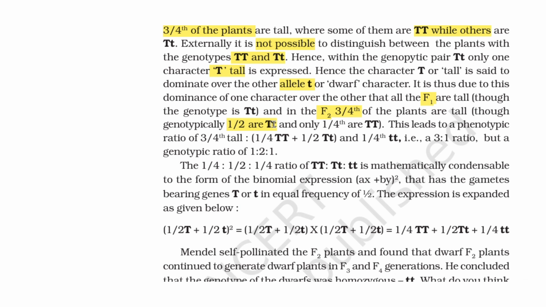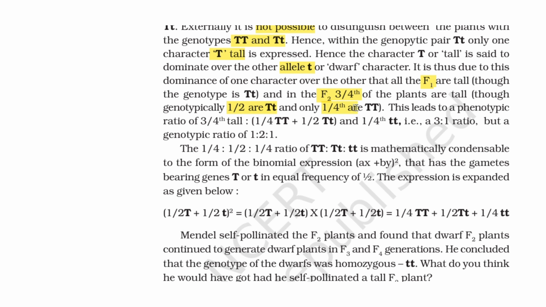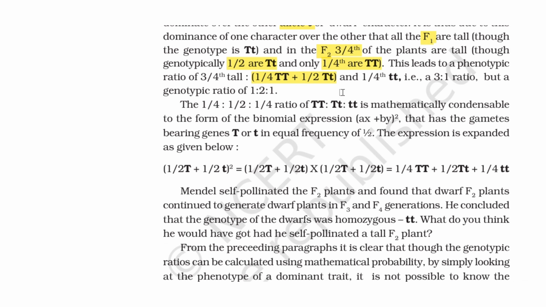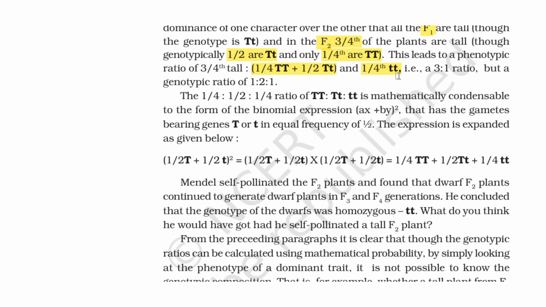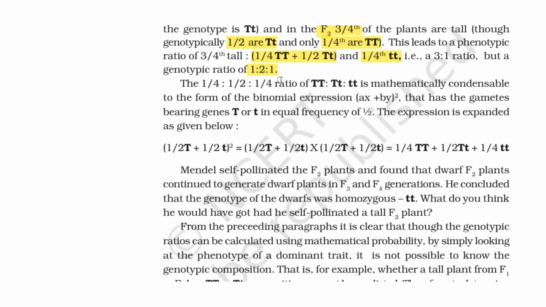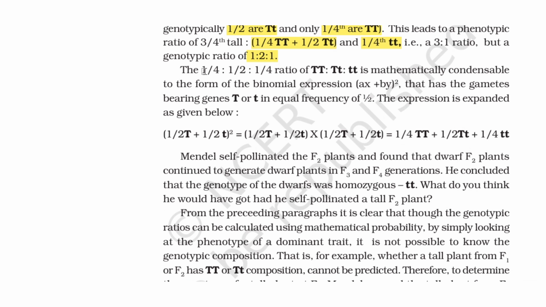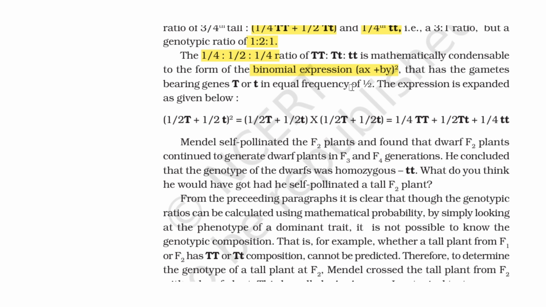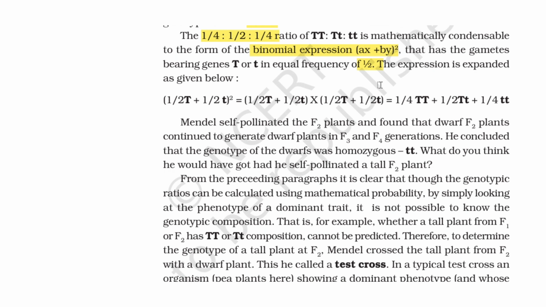This leads to a phenotypic ratio of 3/4 tall, a quarter TT plus a half Tt, and 1/4 dwarf tt, i.e., a 3:1 ratio, but a genotypic ratio of 1:2:1. The 1/4 : 1/2 : 1/4 ratio of TT : Tt : tt is mathematically condensable to the form of the binomial expression, (ax plus by) squared, that has the gametes bearing genes T or t in equal frequency of a half. The expression is expanded as given below.